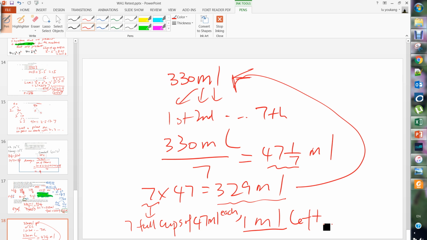You can actually work backward. 7 full cups of 47 milliliter each, so that means you do 7 times 47, and then you just add 1 and see if you get 330. The answer is yes, you can get 330.